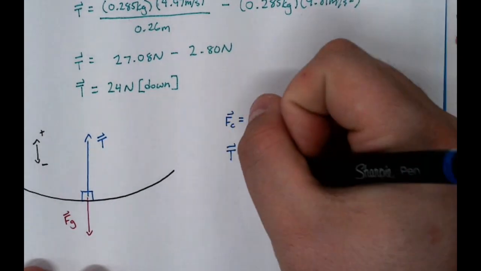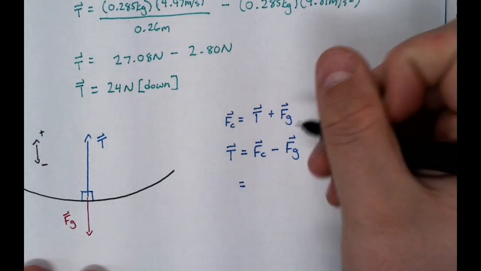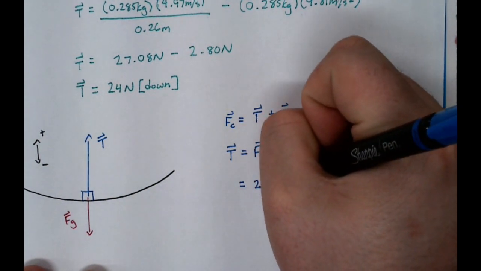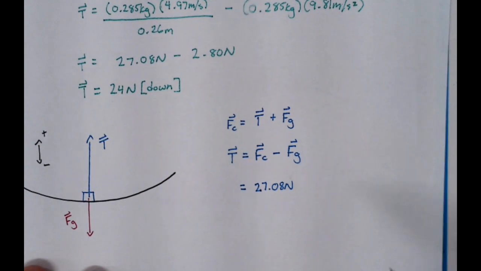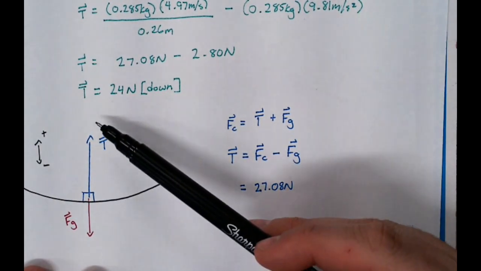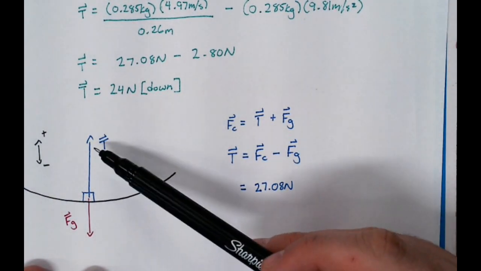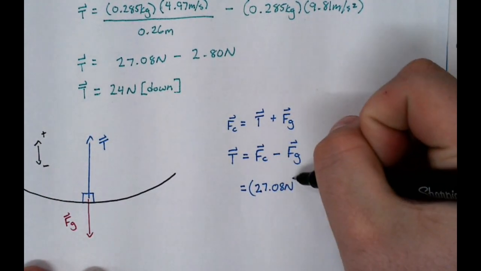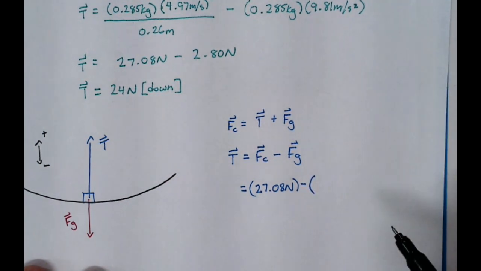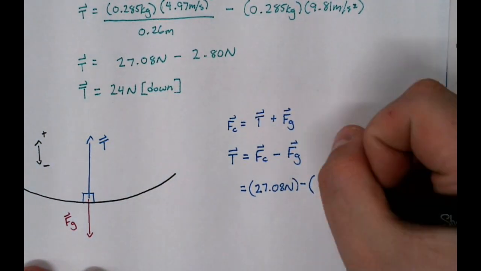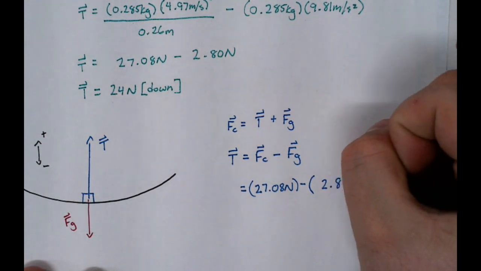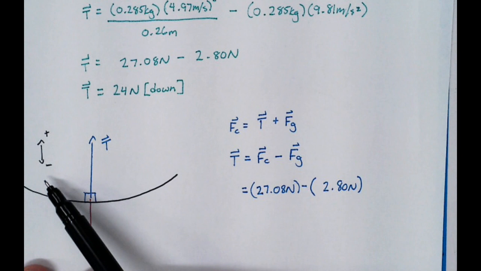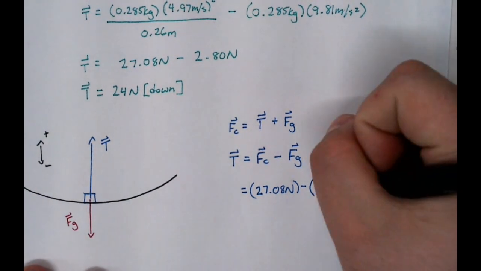So your centripetal force is equal to 27.08 newtons. We know centripetal force acts towards the center. So in this case, it's going to be up. We're going to have a positive number. We're going to subtract from this the force due to gravity, which we found was 2.80 newtons. However, the force due to gravity is acting down, so we need to make sure that it is negative.